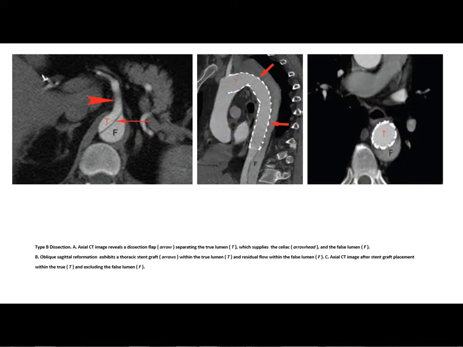A shows axial image with dissection flap separating true and false lumen. B shows oblique sagittal reformat which shows thoracic stent graft with true and false lumen. C shows axial CT image after stent graft placement with the true lumen expanded and the false lumen.